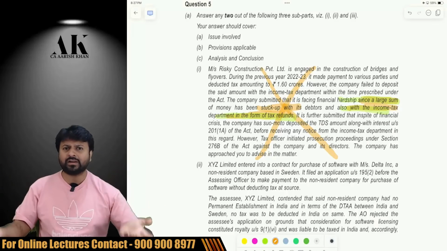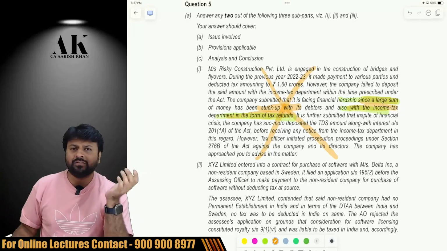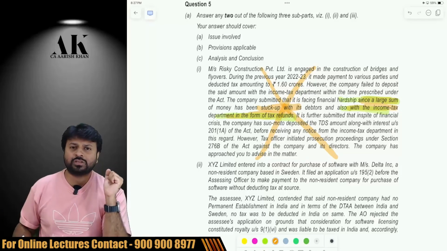The assessee has so much to pay, the interest also, before the department sent them the notice. Therefore, there is no reason to charge what? Prosecution proceedings on the assessee.